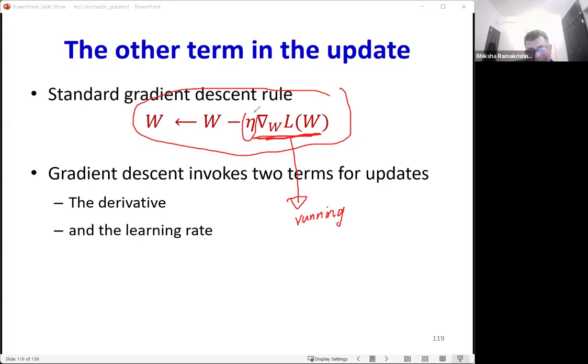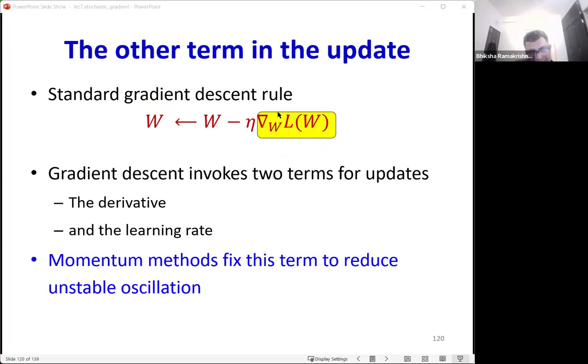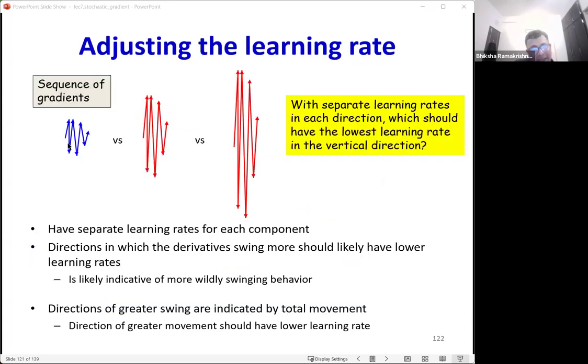This guy, right? So how does that figure? Look at this. The momentum methods fix this term to reduce unstable oscillation. What about this term? Now look at this. I have three different updates, okay? In this case, you have vertical swings of this kind. Here too, you have vertical swings. Here too, you have vertical swings.